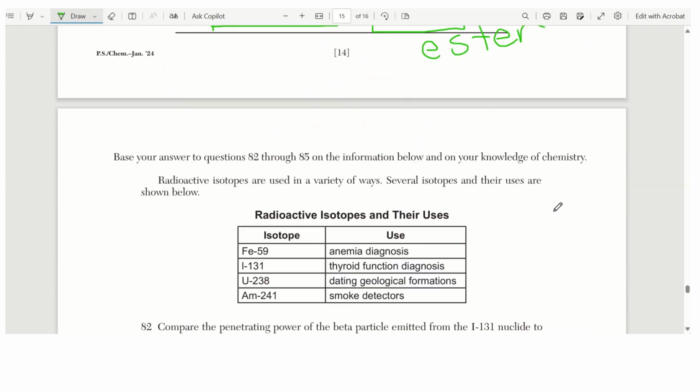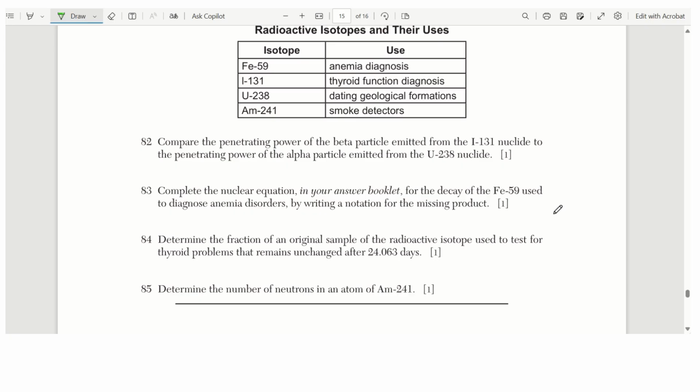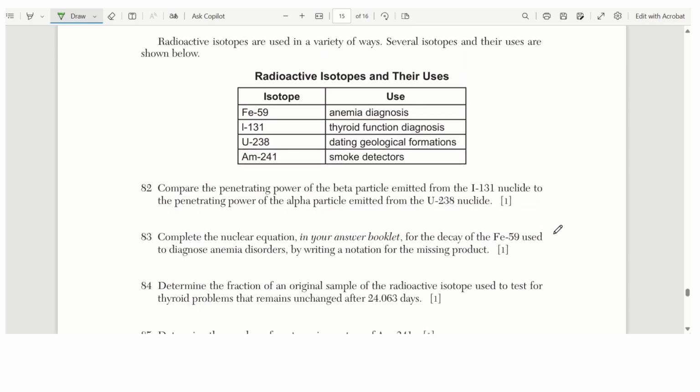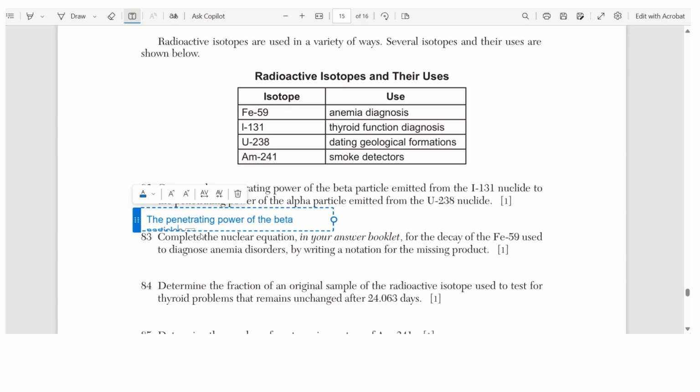That class of compound is an ester. Okay. And our last section, 82. Compare, love a compare, right? Compare the penetrating power of the beta particle emitted from the iodine-131 nuclide to the penetrating power of the alpha particle. Well, the penetrating power of the beta particle is greater.